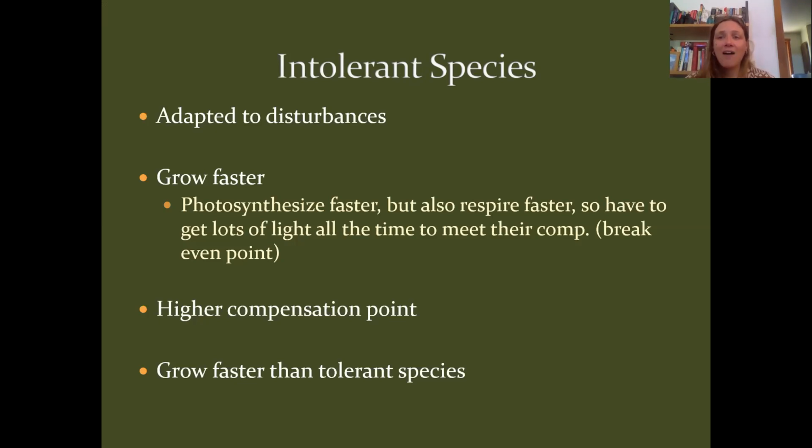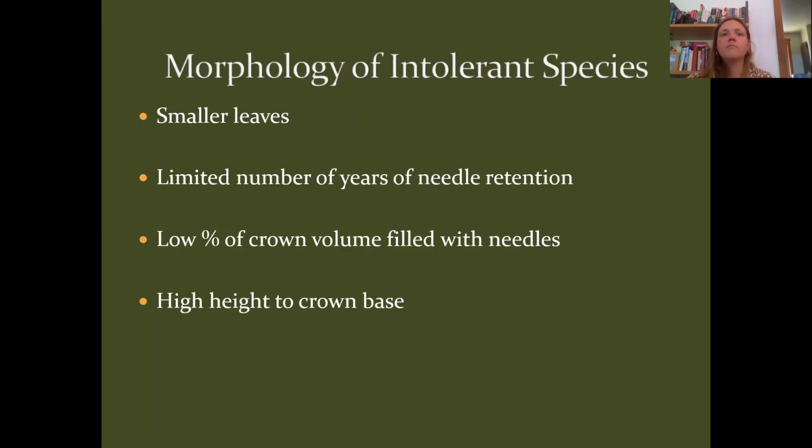And so they have to be living in a higher light environment that allows photosynthesis to happen at such a rate that they can meet their compensation point, or their break-even point in terms of energy, and it requires more light for them to be able to do this. So yeah, they can grow faster, but it's at the cost of not being able to grow when light is not present.